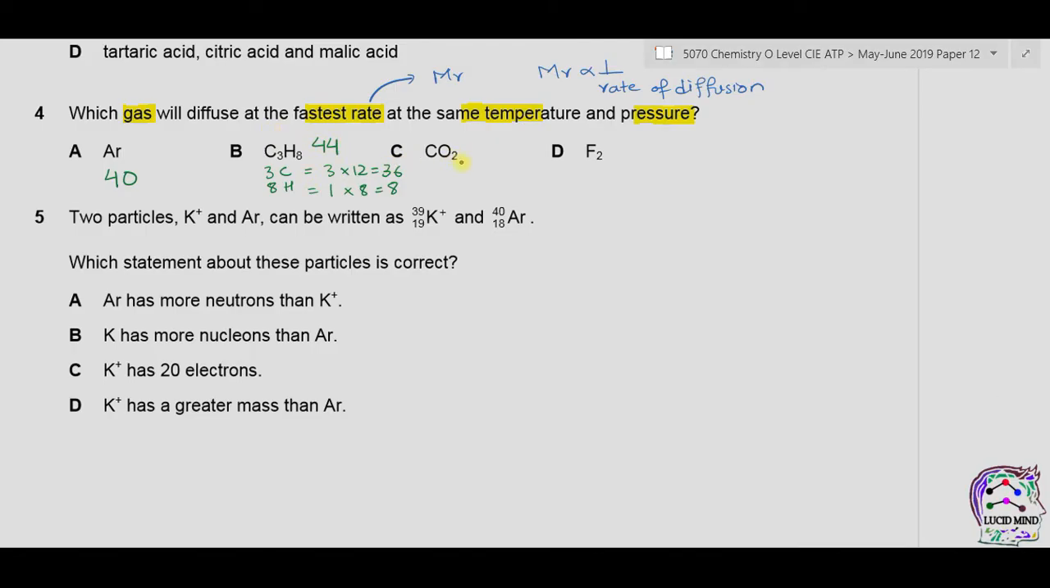In C we have carbon dioxide. We have 1 carbon, which is equal to 12, and 2 oxygen atoms. So 2 into 16, which is 32. 32 plus 12 becomes 44. In D we have fluorine. Now the atomic mass of 1 fluorine is 19, and for 2 fluorine atoms it will be equal to 38. Now among these 4 gases, we can see that the lowest molecular mass is 38, which is of fluorine. So therefore fluorine will diffuse with the fastest rate.